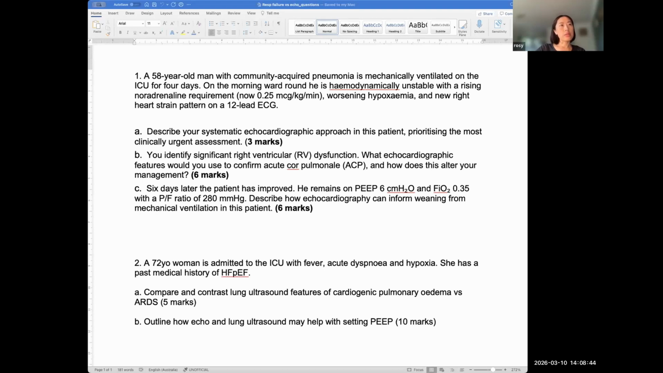Consider inodilators and lusitropy like milrinone, levosimendan. Add vasopressin to spare noradrenaline. If significant pleural effusion or pneumothorax, drain it. Repeat assessment with transthoracic or TOE, especially after management, to look for improvement. If not improving, consider proning, Swan insertion, and inhaled or systemic pulmonary vasodilators if left atrial pressure is not significantly raised, and consideration of VV or VA ECMO.